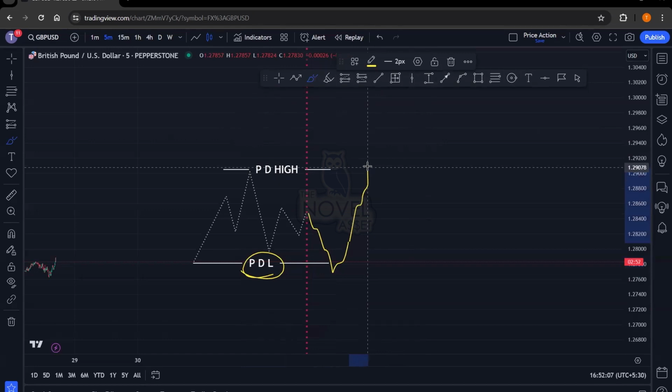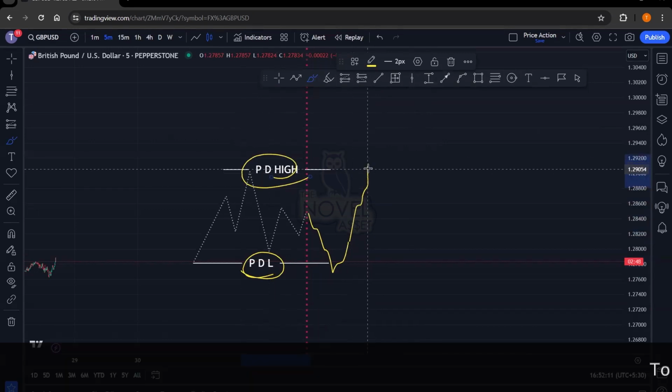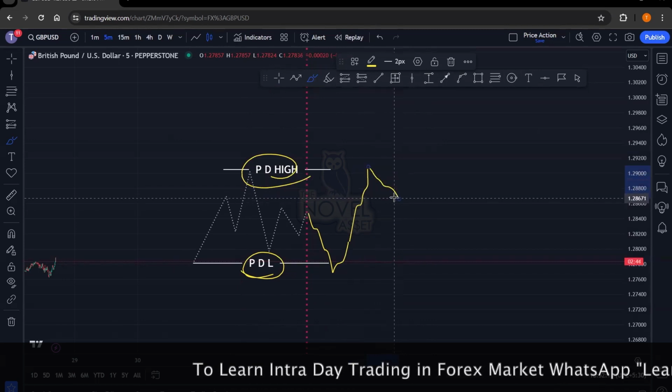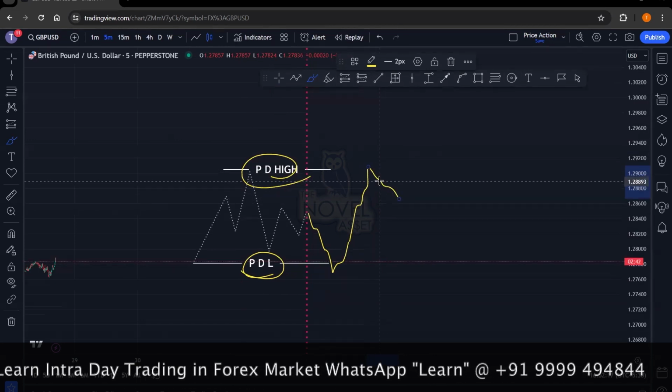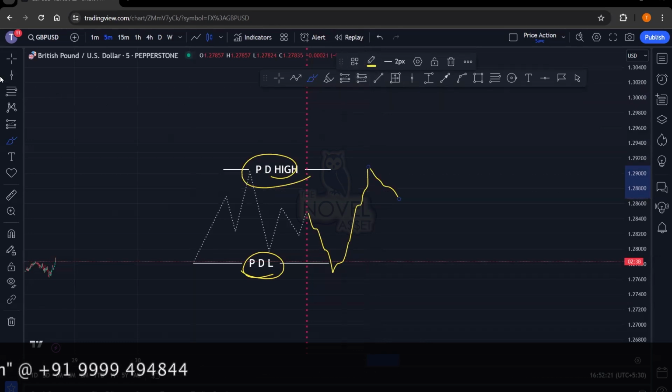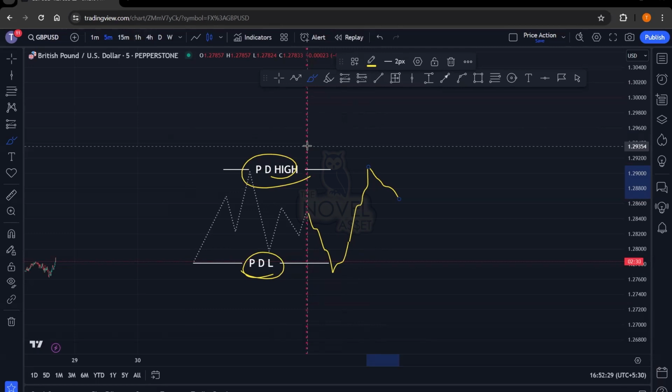Let's say the price creates something like this, and then breaks the previous day high, and then finally you will see a small pullback towards the downside, or you can take a small reversal entry towards the downside with a risk reward of minimum 1:3. I'm not talking about 1:1 or 1:2, guys. I'm talking about a risk reward entry of 1:3, which will be highly important when you are trading in the intraday markets and trying to scalp some pips in the market.